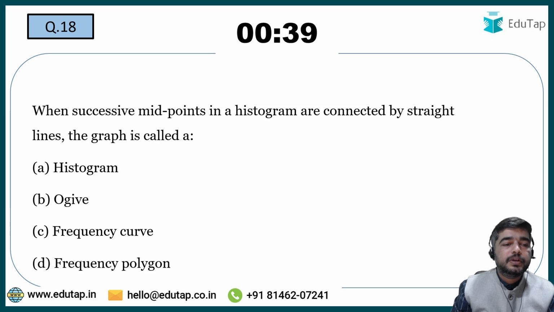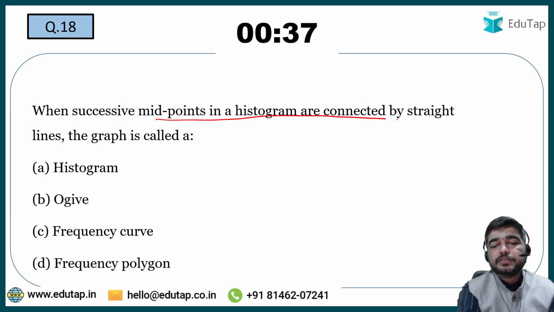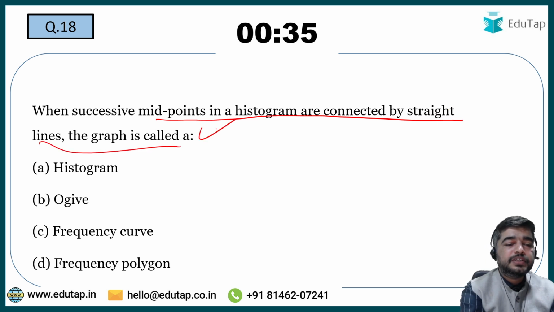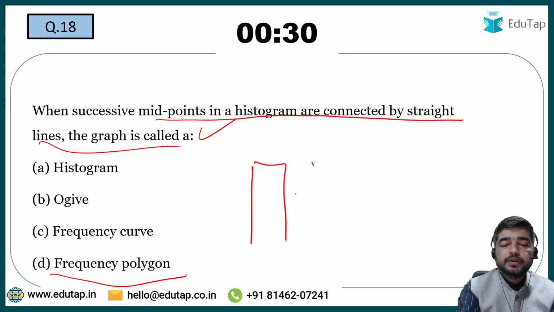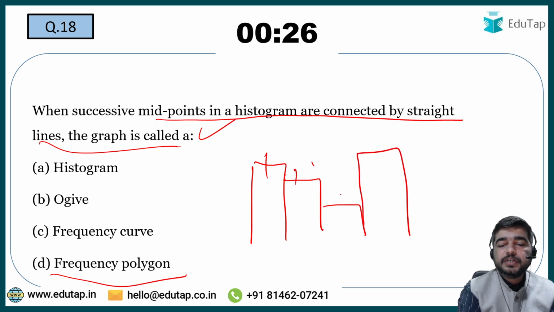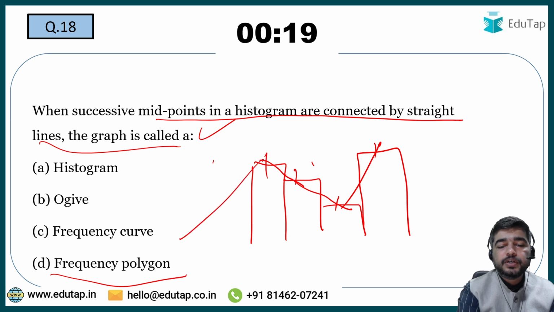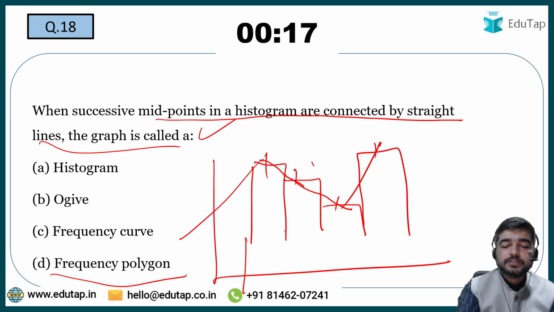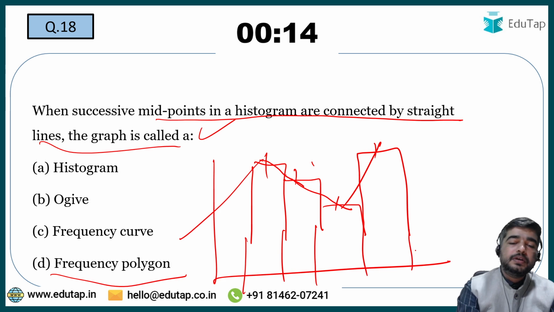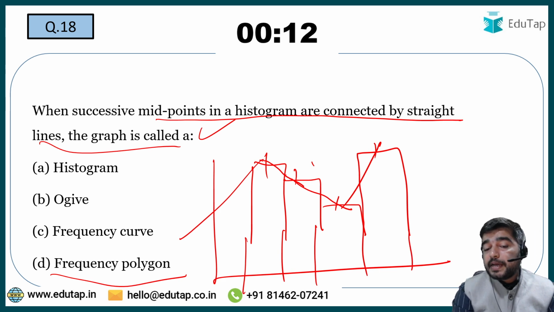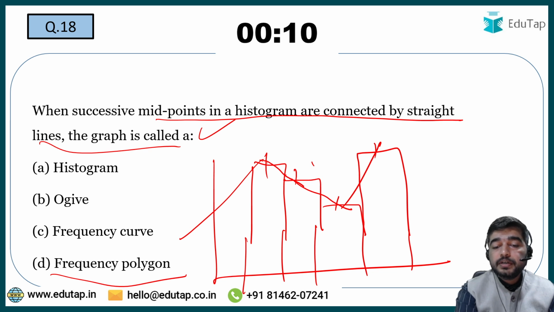When successive midpoints in a histogram are connected by straight lines, the graph is called a frequency polygon. So you have the midpoints of your histogram and you connect those midpoints. This gives you your frequency polygon. In a frequency polygon, we connect these points directly, not freehand.